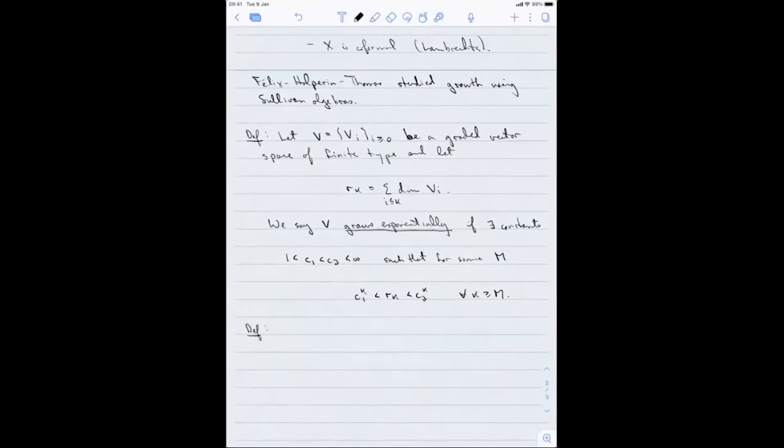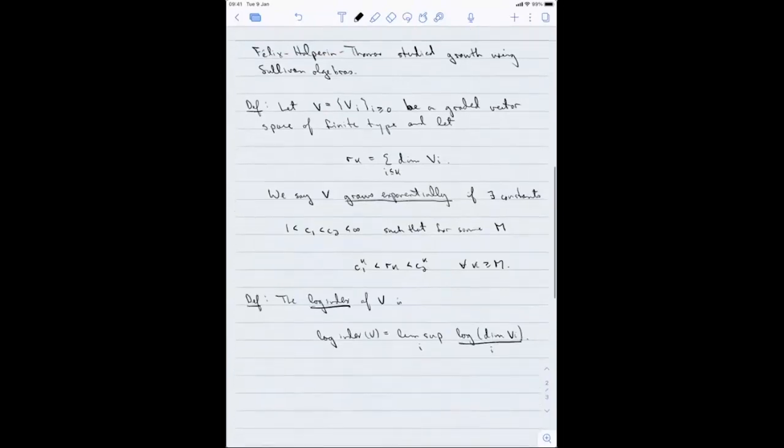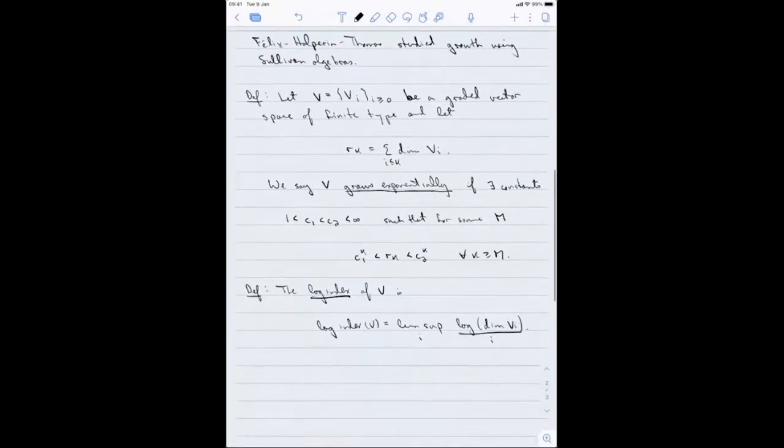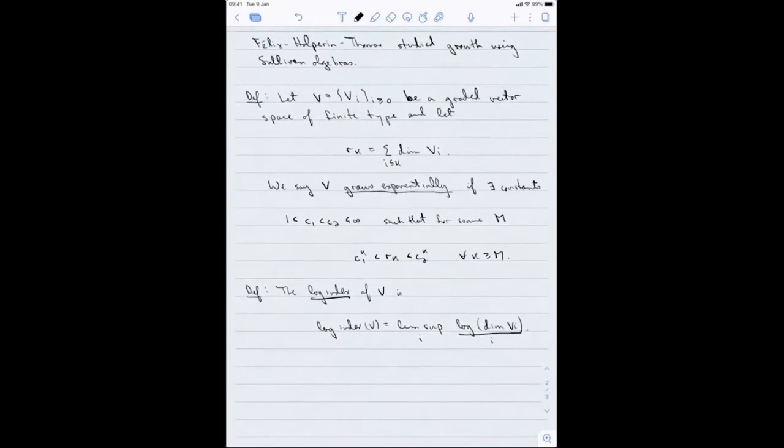And this will be fine-tuned momentarily. But a related definition is something called the log index. So the log index of V is defined by a lim sup over i of the log of the dimension of V_i over i. Right. And if you chase this through, if the log index is small, you're growing faster.